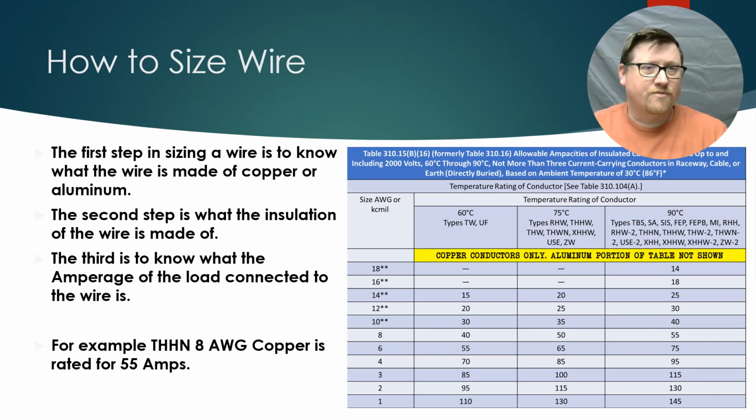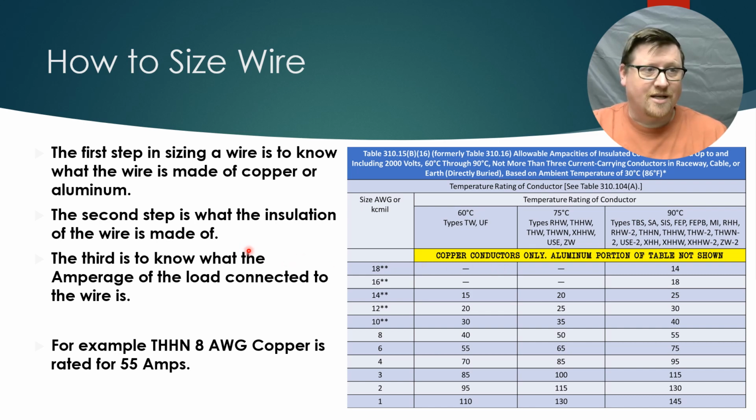Right now we've reached the first step. We want to actually size a wire based on an amperage. The first thing we've got to know is what kind of wire we're going to use. Well, if we're going to use copper wire, then this will be the side of the chart that we need. And since this is the side of the chart that I've got pulled up, we're going to assume for this little example that we're using copper wire.